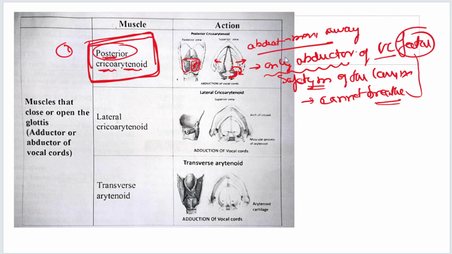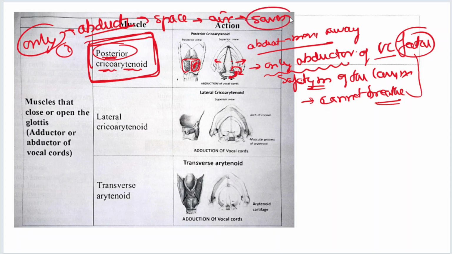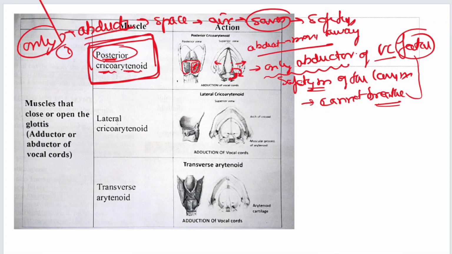Okay, so posterior cricoarytenoid is the only muscle which abducts the vocal cords. Because it abducts, you get a space in between the two vocal cords so that air can go in and which can save the person's life. So this is called the safety muscle of the larynx. Okay, I'll repeat, posterior cricoarytenoid is the only abductor muscle of the larynx. Only abductor. The rest of the muscles are adductors.